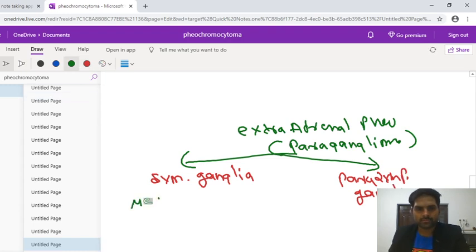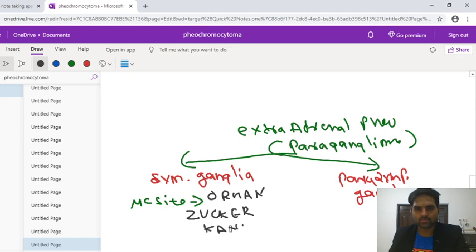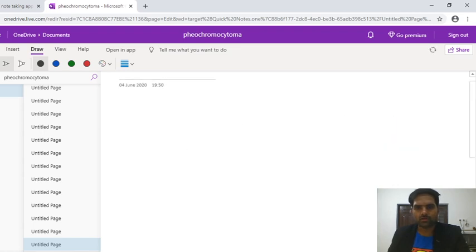The most common site in the sympathetic ganglia is the organ of Zuckerkandl. And the most common site in the parasympathetic ganglia is the carotid body or the jugular bulb. Now let's see what hormones are produced by these tumors.